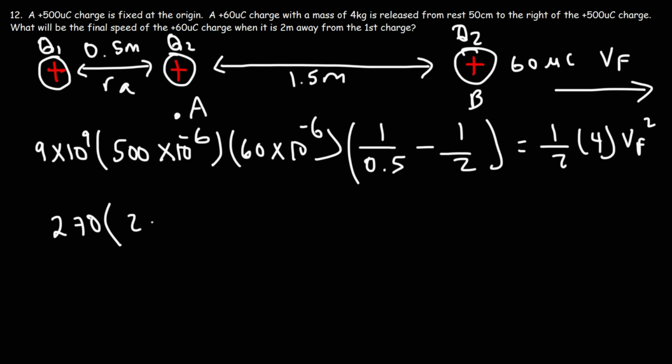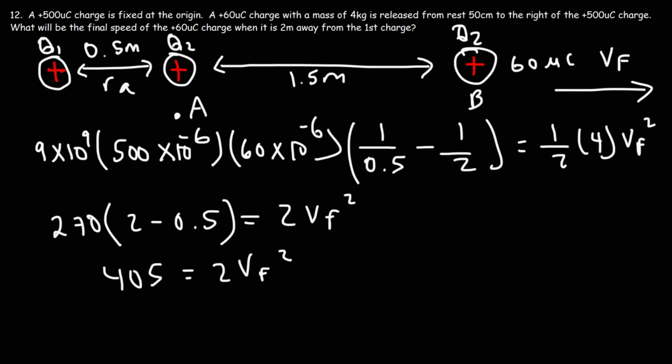1 over 0.5 is 2, and 1 over 2 is 0.5. Half of 4 is 2. So 2 minus 0.5, that's 1.5 times 270. So this is 405, which is equal to 2 V final squared.